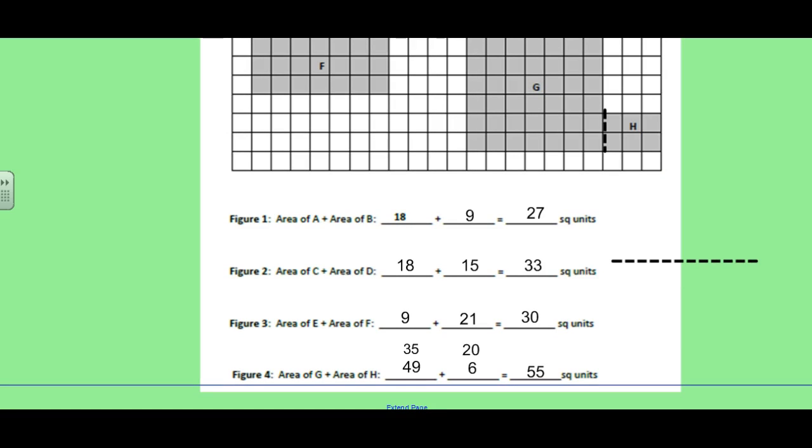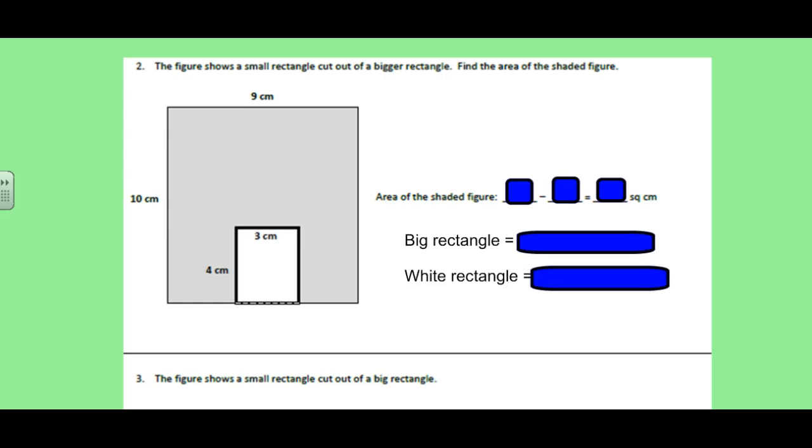Okay, we're going to move on to the back side of the problem set. This figure shows a small rectangle cut out of a bigger rectangle. You need to find the area of the shaded figure. So we're going to have to work to find the area of the big rectangle, which is this whole thing. And then you're going to have to find the area of the white rectangle.